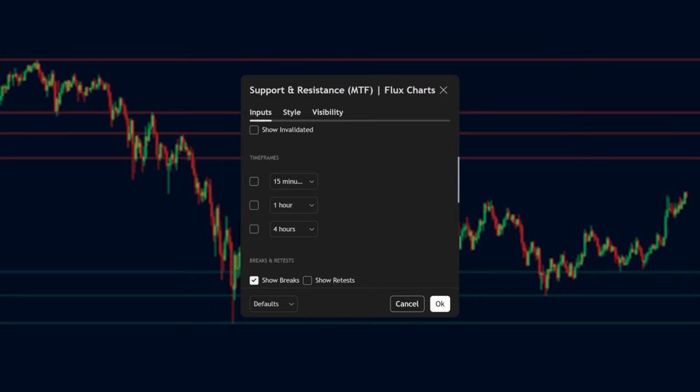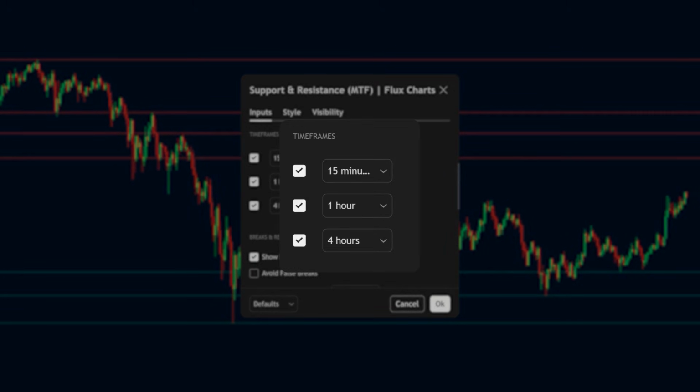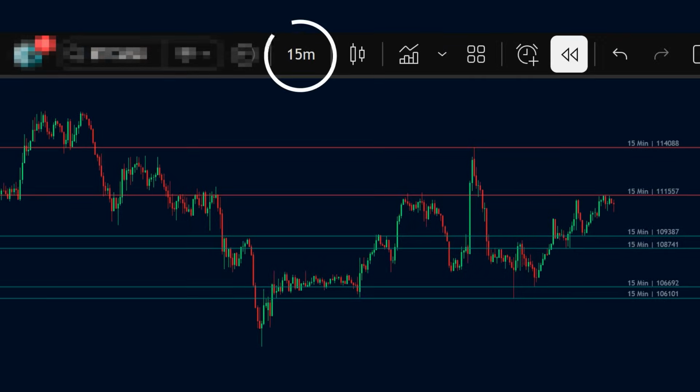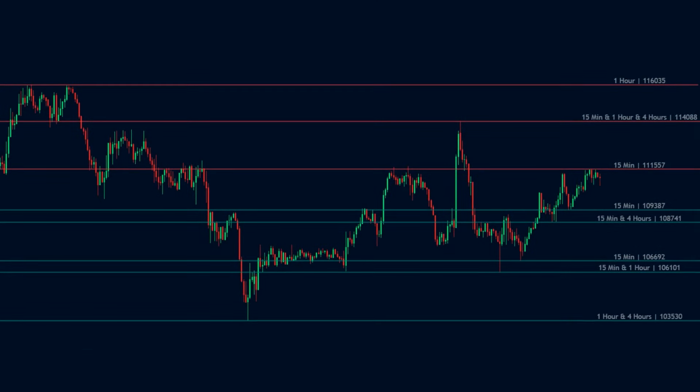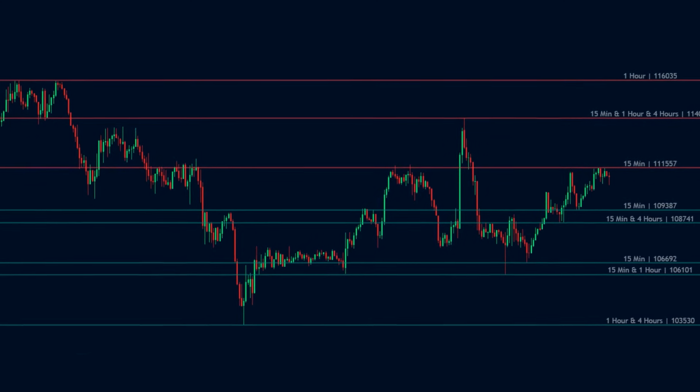And finally, the most powerful feature, multi-time frame support and resistance. You can enable up to 3 time frames at once. If you're on a 15-minute chart and enable the 1-hour and 4-hour time frames, the indicator will automatically plot those higher time frame levels on your chart and label them. You get higher time frame context without switching charts.